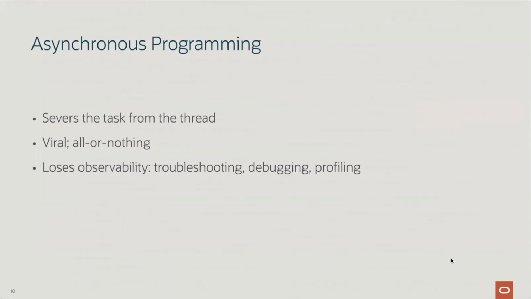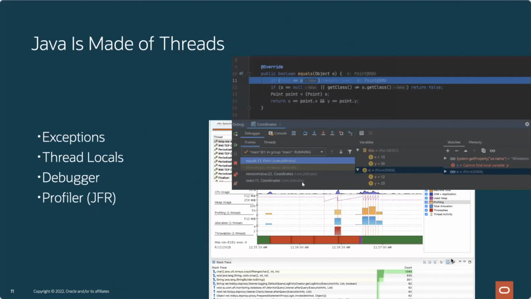And worst, we lose the ability to easily observe, debug, and profile the application. And that is because the Java platform is built around threads. From the language, through the libraries and the VM, and all the way to the tools, the platform is organized around threads. It's not that the asynchronous model is necessarily bad in general. It's just sort of incompatible with the design of Java.